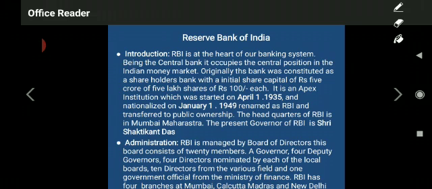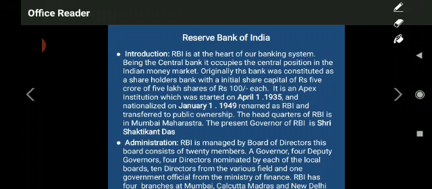And look at that particular sentence. After the headquarters, the present governor of RBI is Sri Shaktikant Das. These things you have to understand, my dear students. Here, the important words and sentences are 1st April 1935, the year of establishment of RBI, and 1st January 1949, the year of nationalization of RBI.